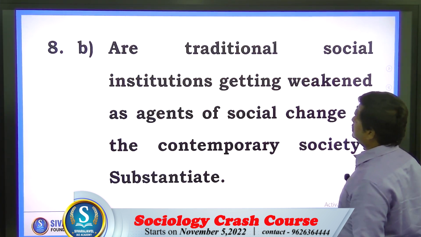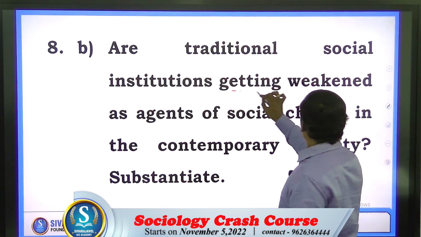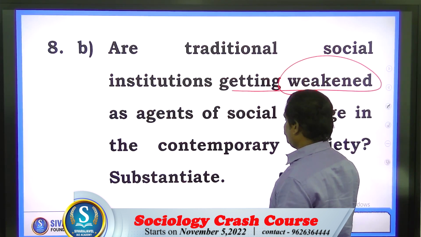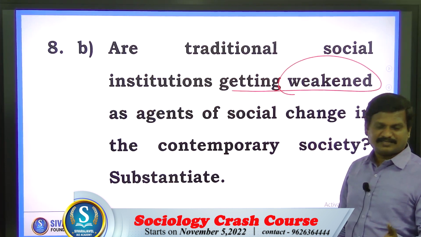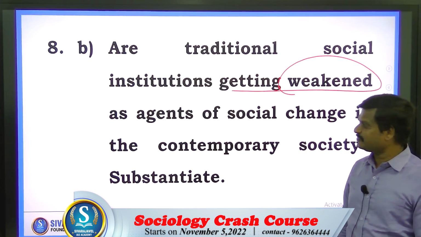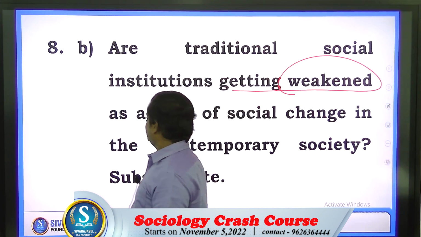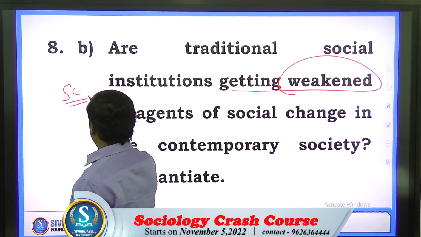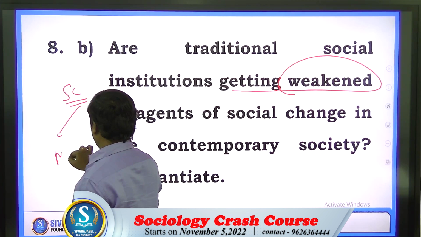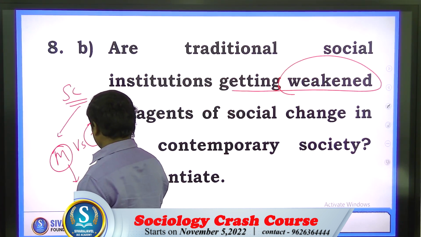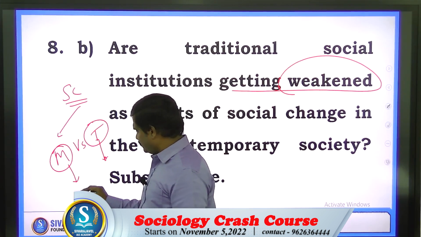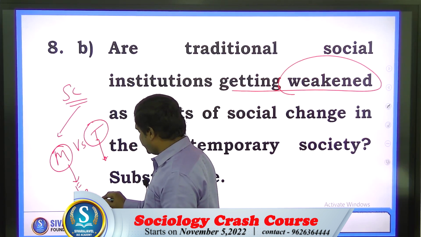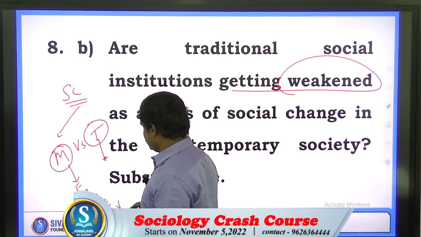Now, next is traditional institutions are weakening. Are they weakening? They are not weakening. In some places there is a weakening of traditional institutions, in some other places it is only getting stronger. So, this is about what? Social change, whether it is modern or tradition. Modern institutions will have to replace traditional institutions. What institutions? Family, religion, polity, economy, values, education.